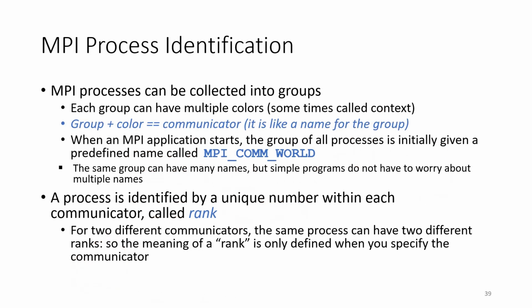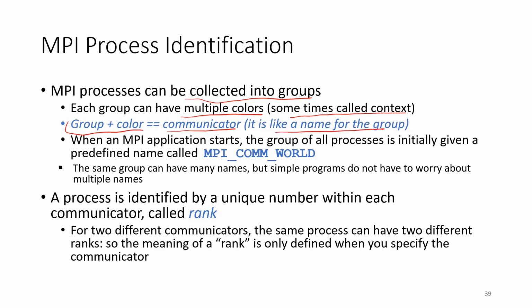How do you identify processes? Before identifying a particular process, you have to identify its rank in a certain communication group. There is this concept in MPI that you have to understand from the beginning. MPI processes can be grouped or collected into groups. Each group can have multiple colors, sometimes called contexts. A group plus color defines a communicator. You can think about it as a channel of communication. So it's like a name for the group.